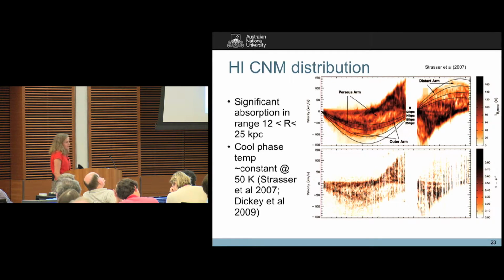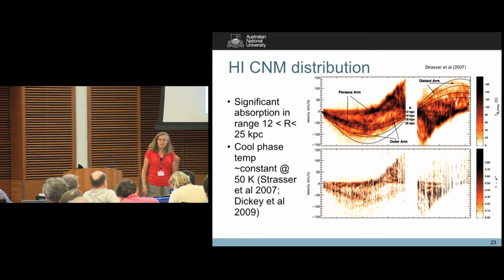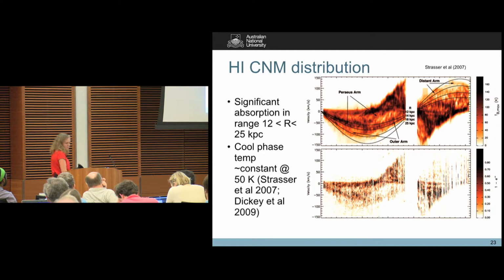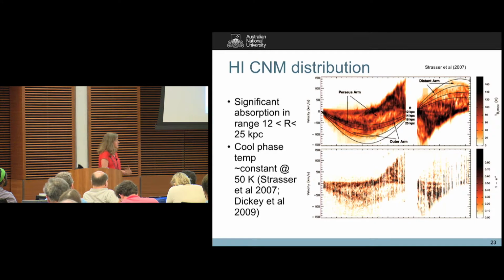The cool phase temperature from Strasser's work, and the follow-on work from John Dickey et al., is very similar to what you see from the Heiles and Troland survey. Around 50 Kelvin everywhere is the key there, so they see the same temperature of gas from 0 kiloparsecs, well, a few kiloparsecs galactocentric radius, out to high galactocentric radii.